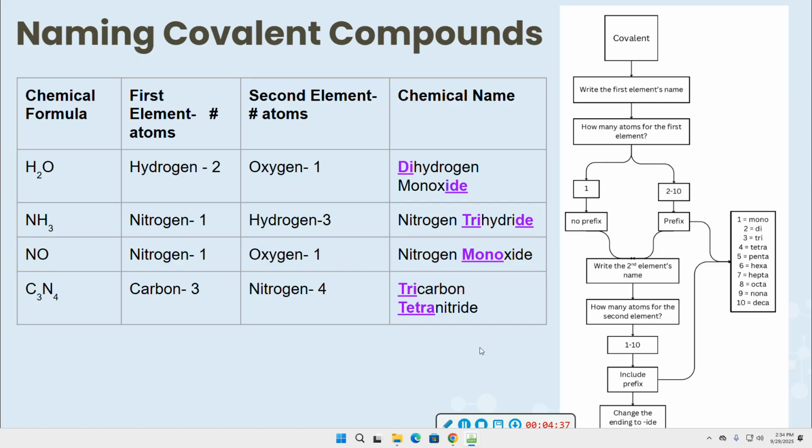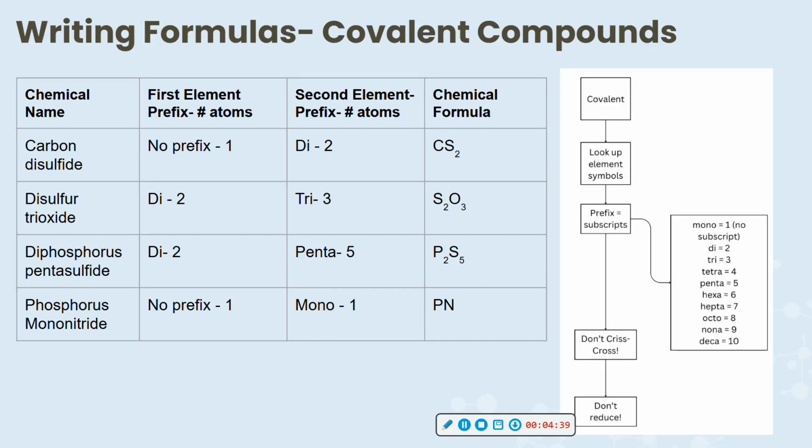Now let's look at how we write the formulas for covalent compounds. So if I give you the chemical name, now we want to break it apart and figure out what the prefixes mean. So first you need to look up your element symbols. So my first element is going to be carbon. So my symbol is going to be C.